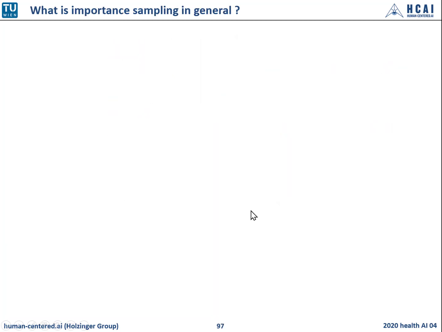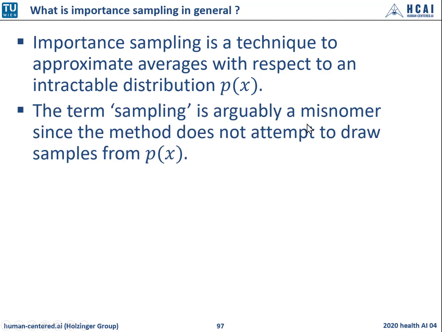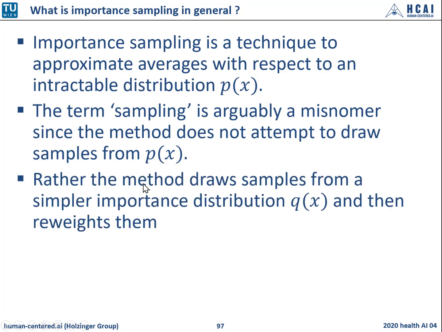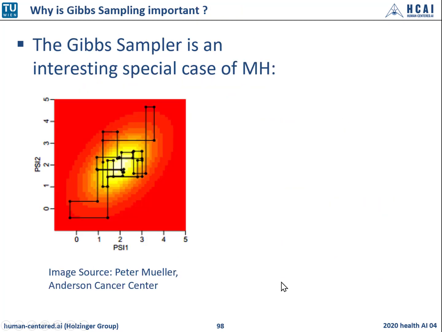What is importance sampling in general? So importance sampling is a technique to approximate averages with respect to an intractable distribution P(x). The term sampling is arguably a misnomer, since the method does not attempt to draw samples from P(x). So we can summarize: rather, the method draws samples from a simpler importance distribution and then reweights them such that averages with respect to P(x) can be approximated using the samples from Q(x).